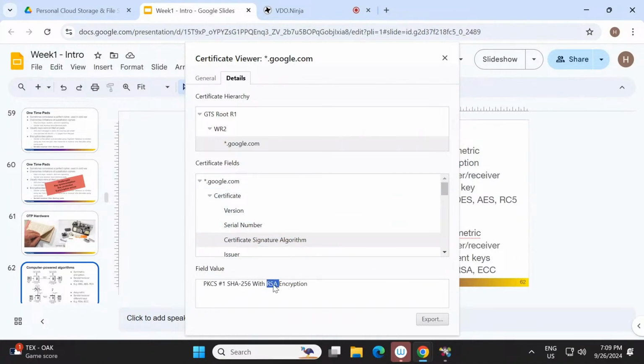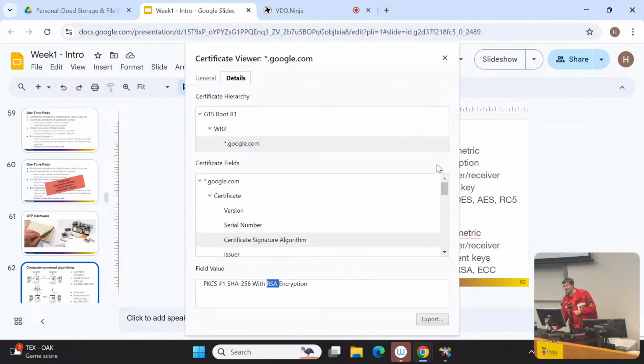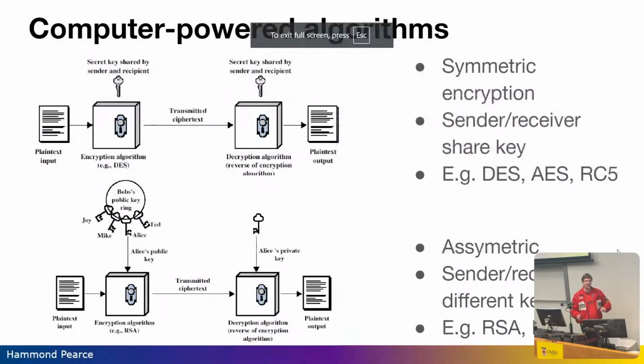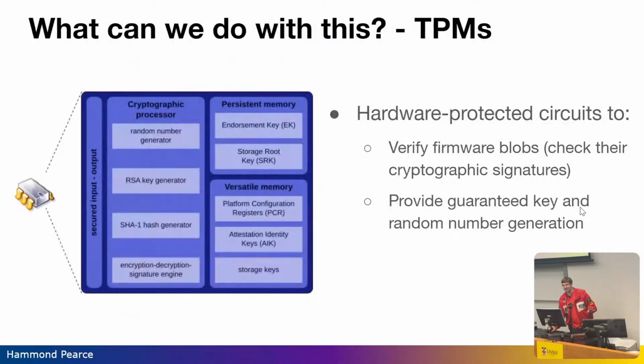OK, it's RSA. This one's protected by RSA. But a lot of websites are now protected with ECC. And again, if you're interested, this is not a lecture on cryptography, but cryptography courses exist at UNSW. So what can we do with these things?